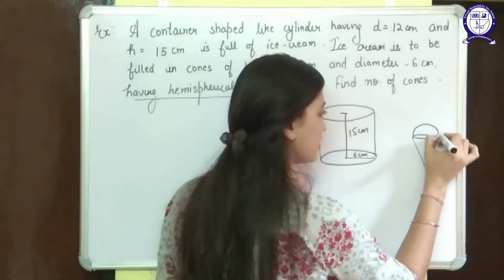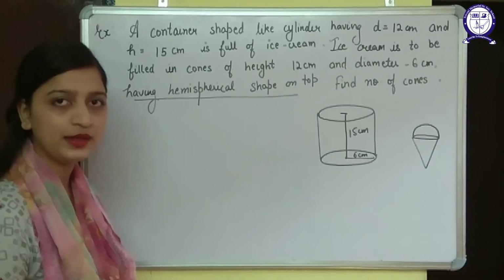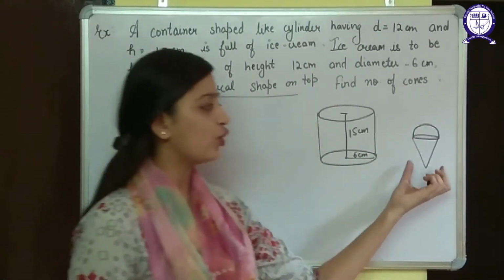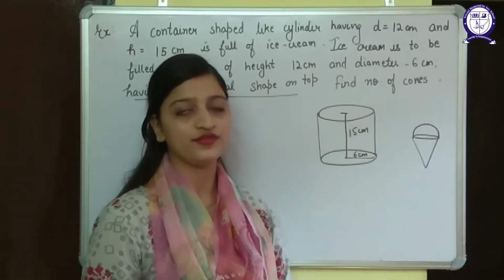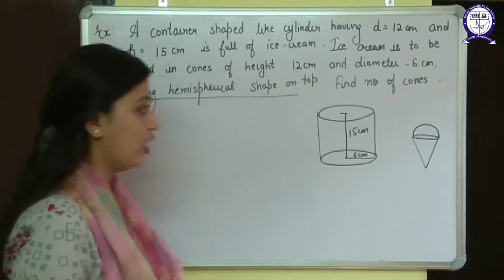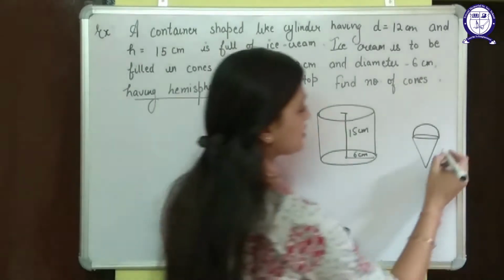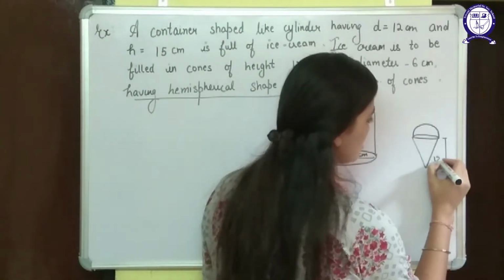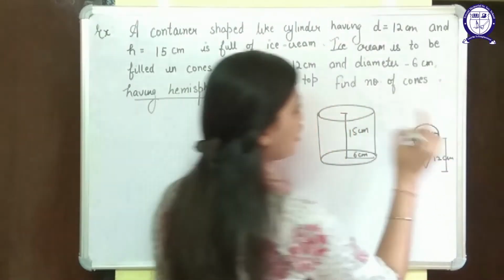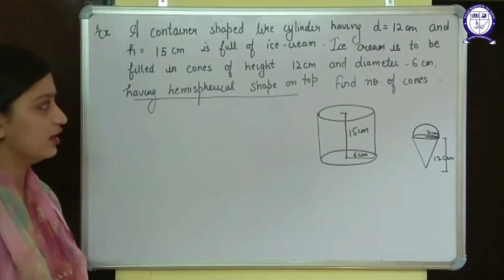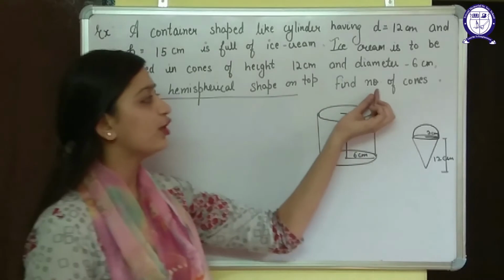Okay, you can see that this is the actual shape of the ice cream you eat. There is a cone and it is filled with ice cream and it has a hemispherical top on it also. Now the height is given as 12 centimeter and radius is 3 centimeter because this 6 is the diameter. Now we need to find the number of cones.